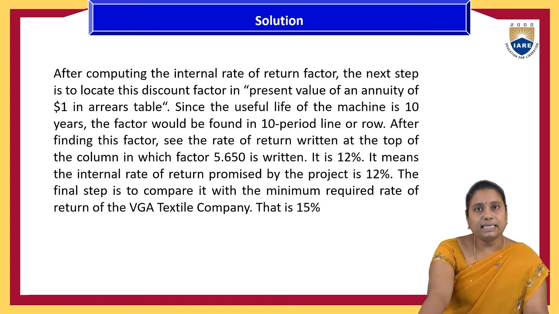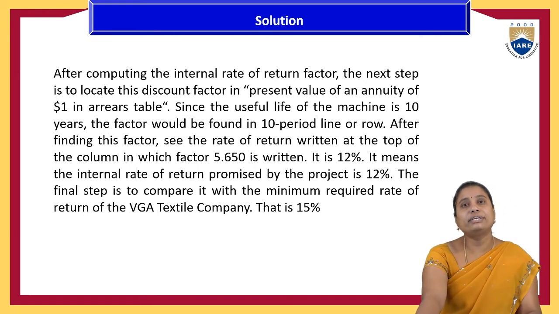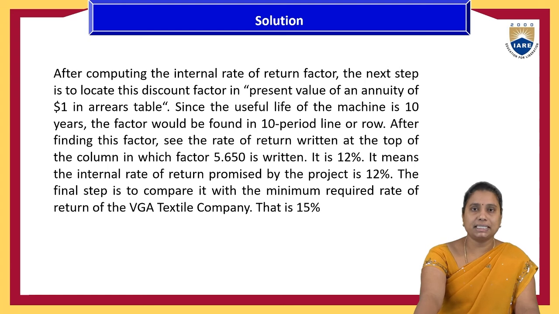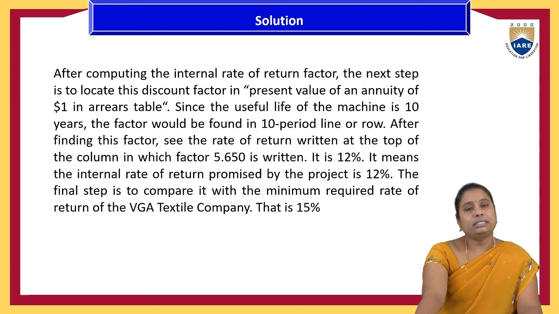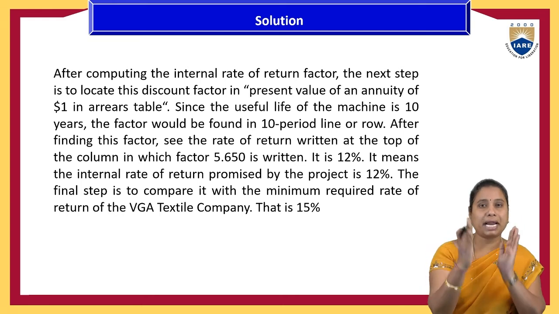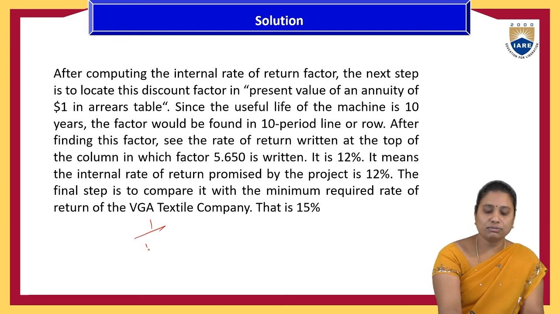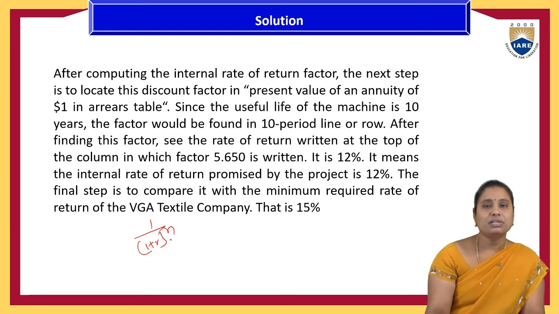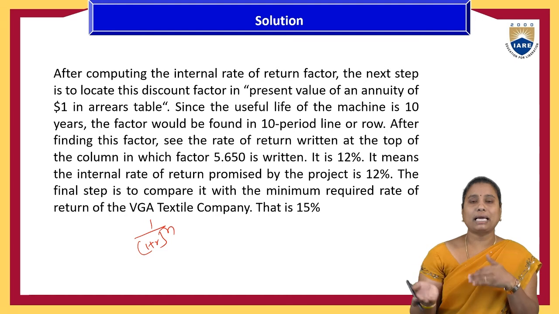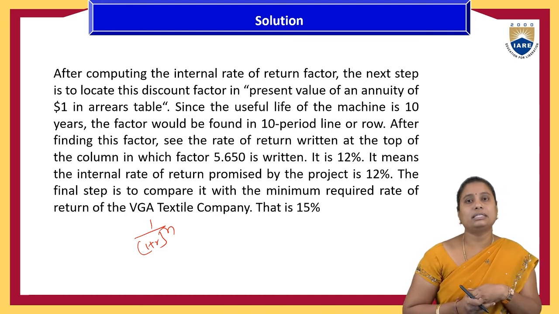After computing this internal rate of return factor, the next step is to locate this discount factor in the present value of the annuity of 1 rupee in arrears table. We will get this in every statistical table, in BEFA related books, or on the internet, everywhere we will get these annuity values for 1 rupee, arrears values and annuity values. We will get those standard values, and otherwise we would use the formula of 1 plus r to the power of n. But for 1 rupee, 2 rupees, 3 rupees calculations, it will be time consuming. So directly we can locate them under the annuity values.